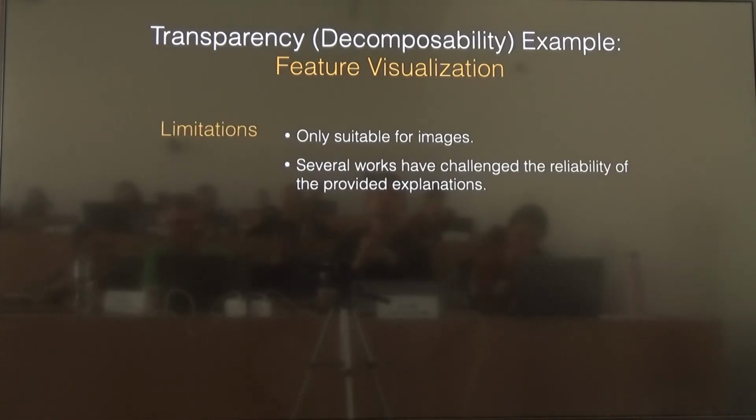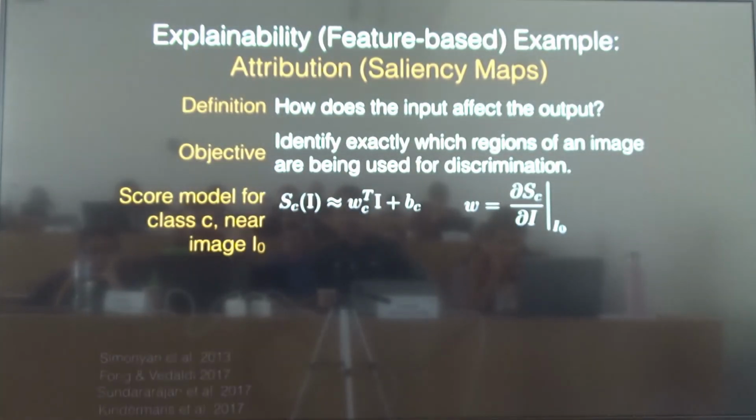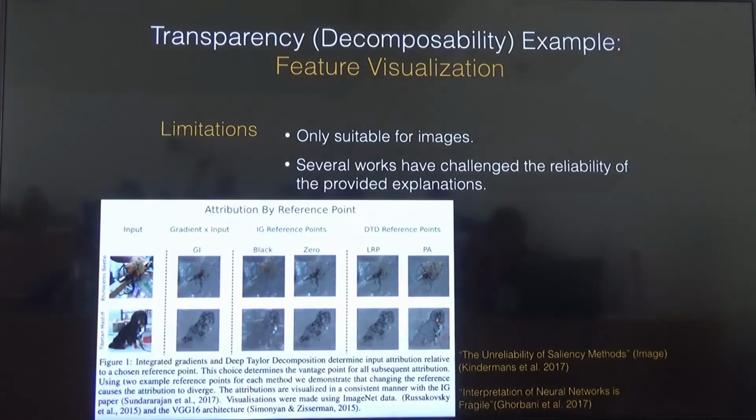The problem is that, first of all, if it is only suitable for images, that doesn't need to be that problematic, because we use these methods a lot for images. But most importantly, there are quite several works that challenge the reliability of the explanations provided by these systems. In particular, I point out here two papers where, depending on the reference point that they were using in the image, they were getting completely different results with the same method, in terms of which parts of the input space were more important for the decision. So there are a lot of studies, but so far it doesn't seem to be very robust.